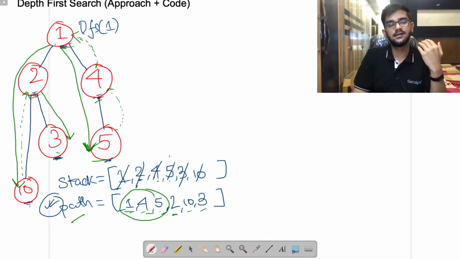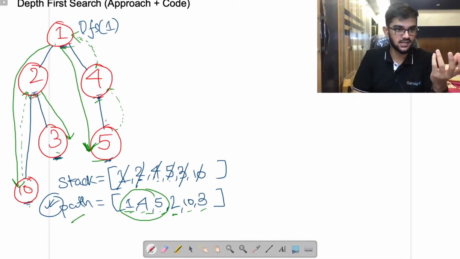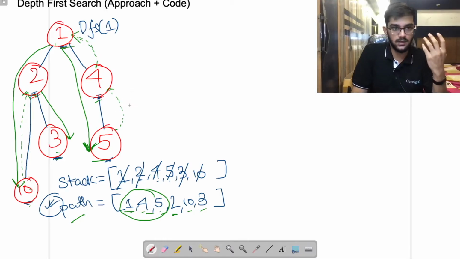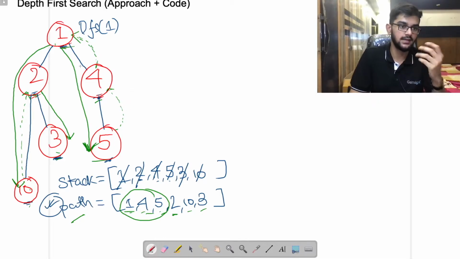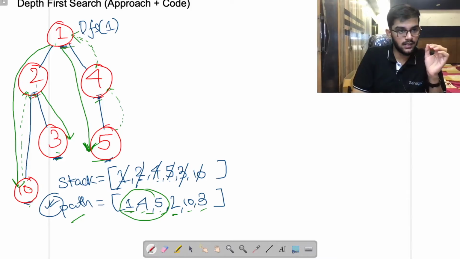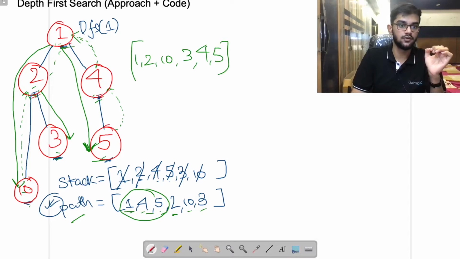What are the other valid DFS traversals of this graph? There can be more than one DFS traversal, and that's true, right? So other traversals are maybe 1, 2, and 10. So I can just write 1, 2, and 10. And from 2, I can go to 3. So I can write 3, and then I'll backtrack up here, and then I'll write 4 and 5, right? And I hope that makes sense.